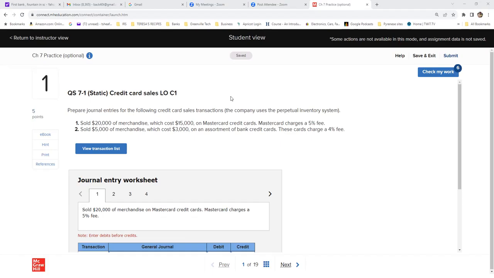Okay, for some reason it doesn't want to come up here. Okay.